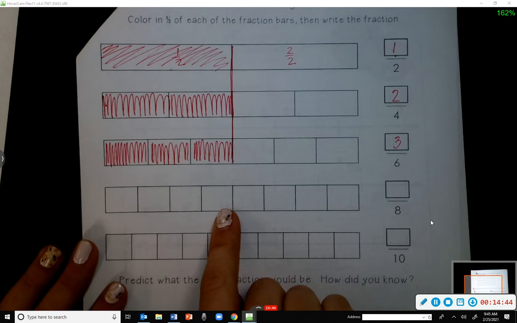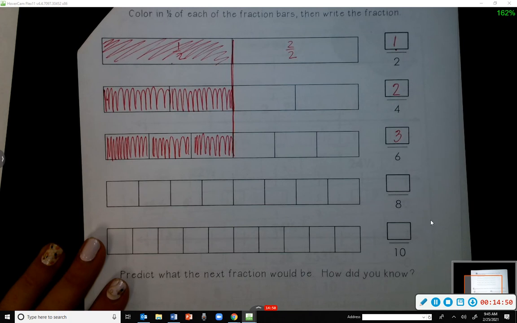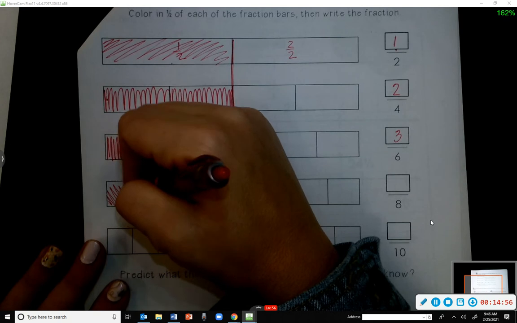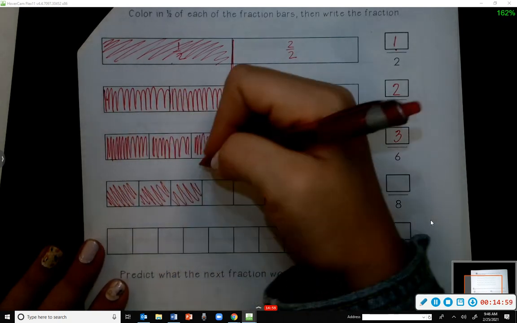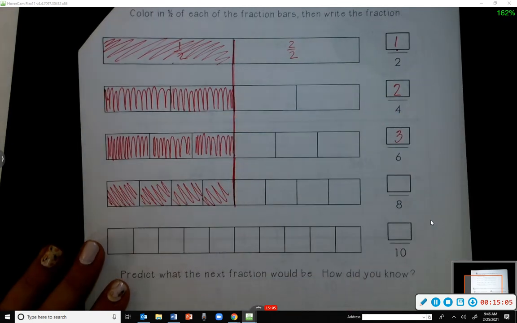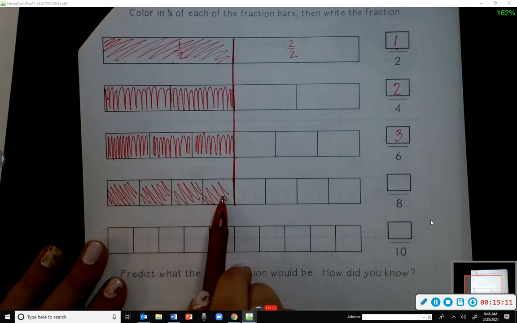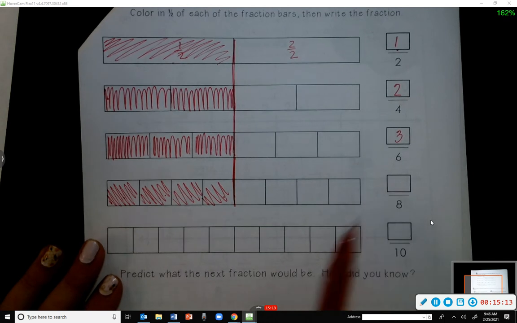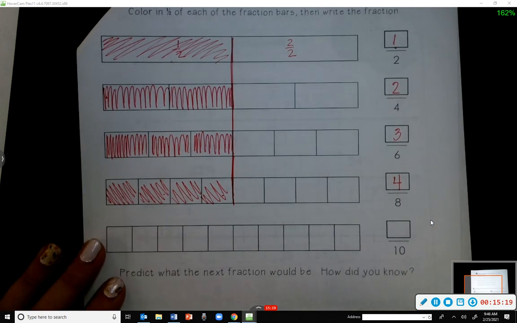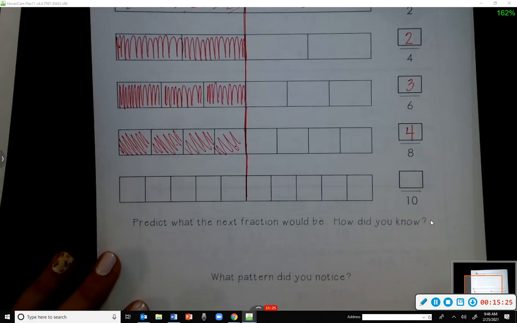Okay, Javea, how many do you think I'm going to shade in on the next one? 4. And how did you know? It matches the line going down. Good. The line going down still matches the half, and that would be 4 of these boxes. So, Evangeline, what would my numerator be over here? 4. 4, good. Yep, that's what we're about to talk about.